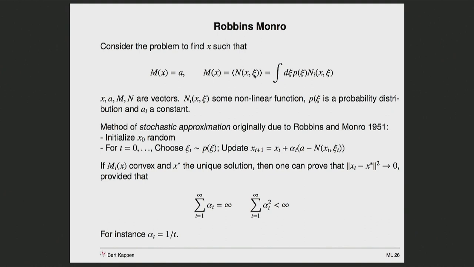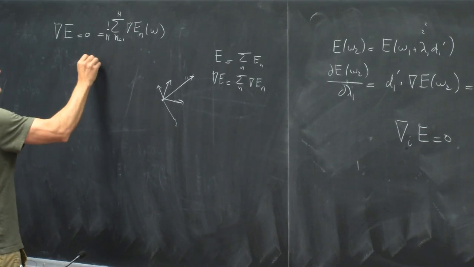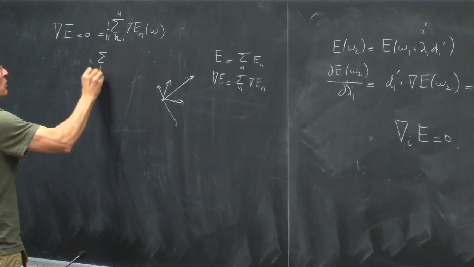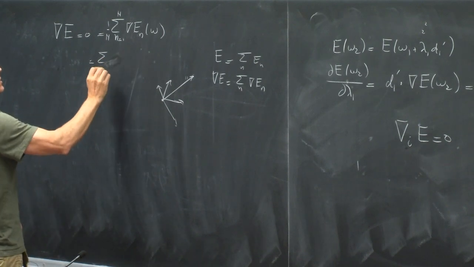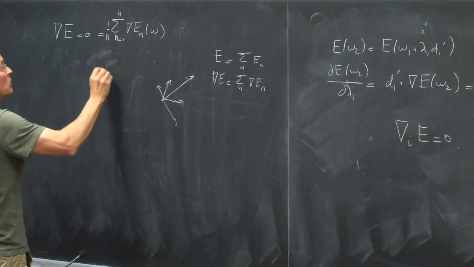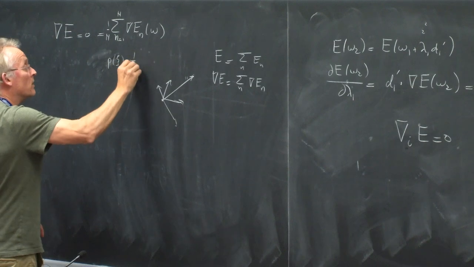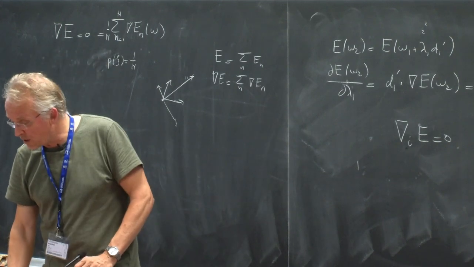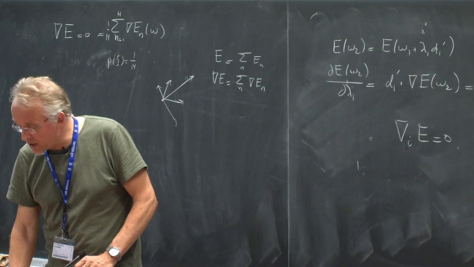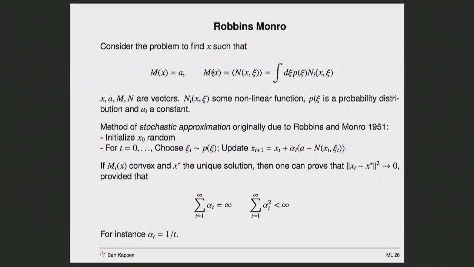So we can think of this as 1 over n, the sum over i from 1 to n, and so we can write this as the sum over some stochastic variable xi, where we can put p of xi. We can just say it is 1 over n. It's a uniform probability. We take all the samples with the same probability, and that is our setting here. So x is a vector, a is a vector because we have many equations, M is a vector, which is this left-hand side, and N, what's N? N is each of these gradients, which are also, of course, vectors.